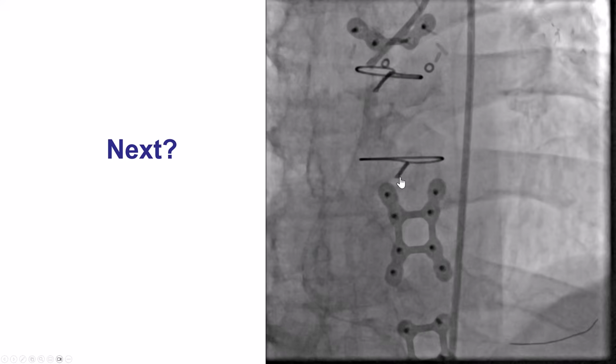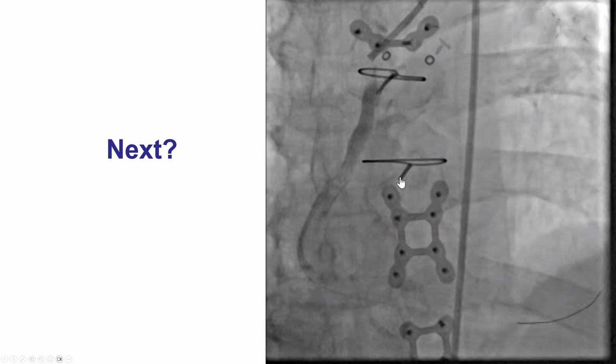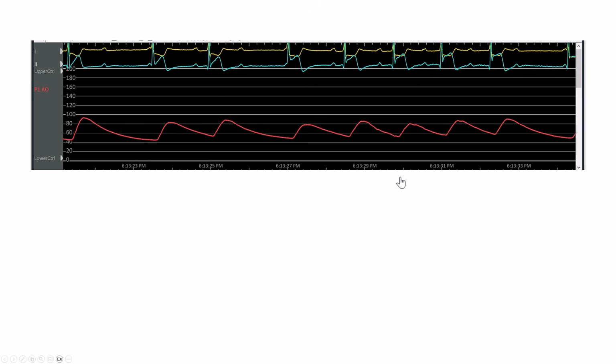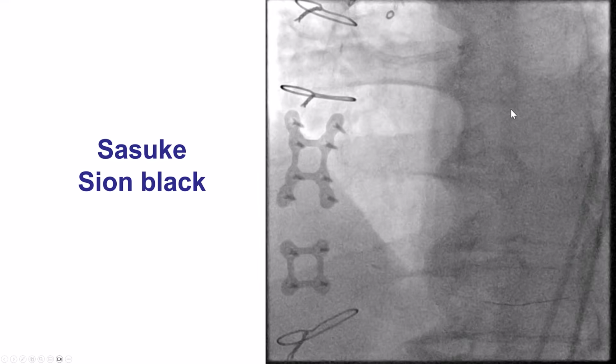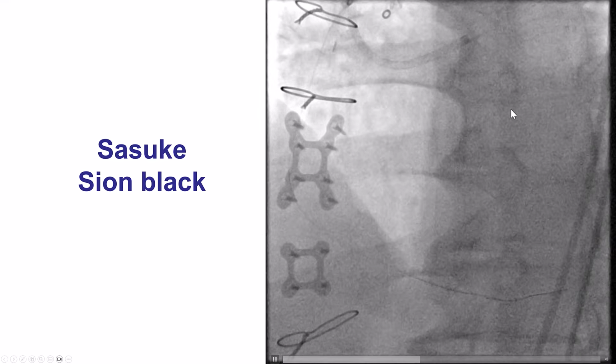At this point, we did have some improvement, but still we could not get the graft completely improved and get the flow okay. The patient did have ST segment elevation. He did develop bradycardia. He required vasopressors, but he remained relatively stable.